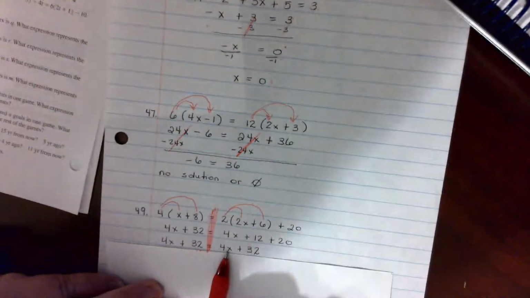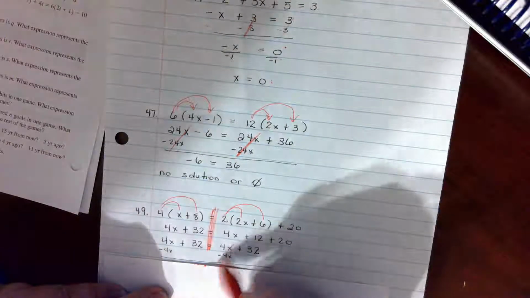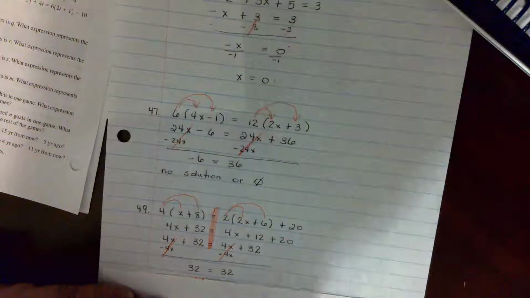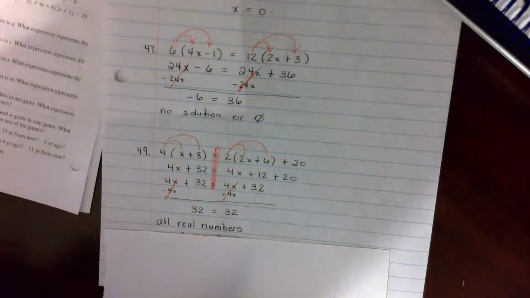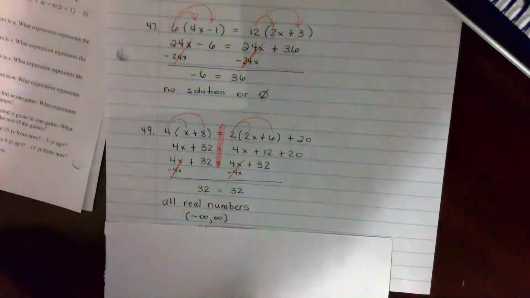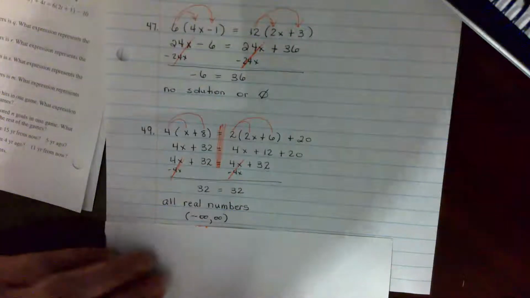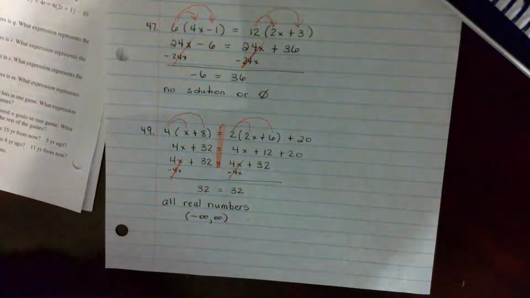Now I'm going to subtract this 4x to move my variables over there, and when I do, my variables zero out on both sides and I get 32 equals 32. Well, certainly that's a true statement. So my answer is all real numbers, or it could be written as negative infinity to positive infinity. That's how we write all real numbers in interval notation. So either one of those formats would be right for expressing that answer.